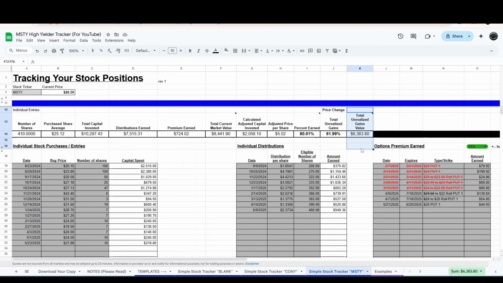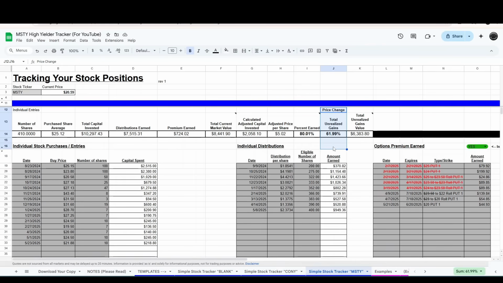I will have captured and gained $6,383.80, which means I will have made a 61.99% amount on my money, right? Not too shabby. Not too shabby at all.